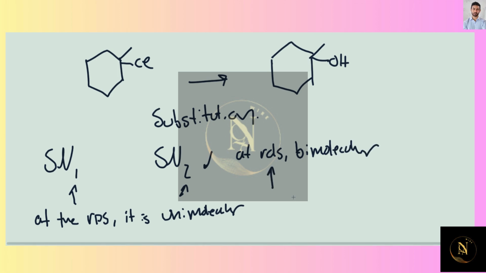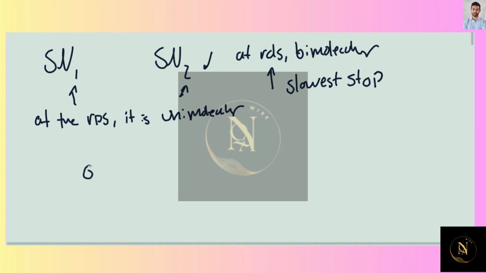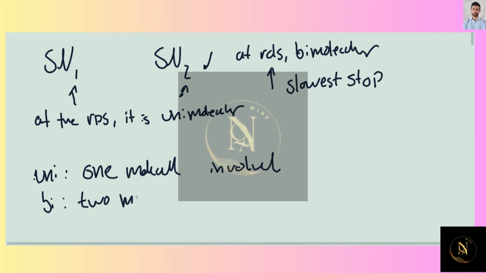What does rate determining step mean? It means the slowest step. What does unimolecular mean? It means there's one molecule involved. Whereas bimolecular means two molecules involved.